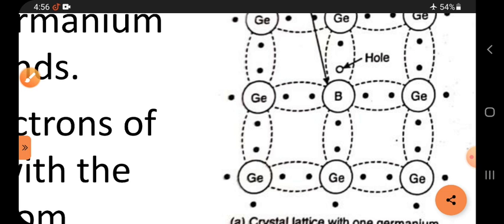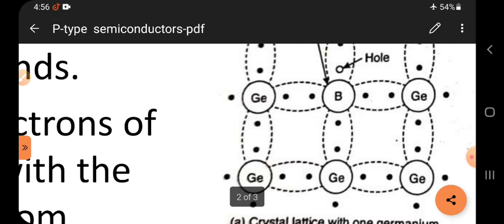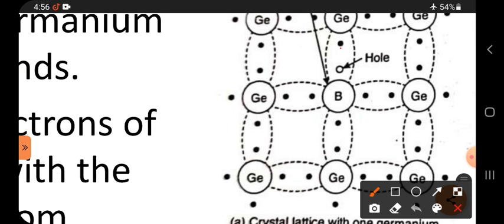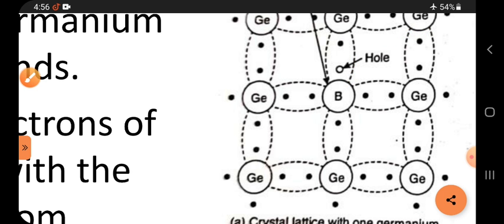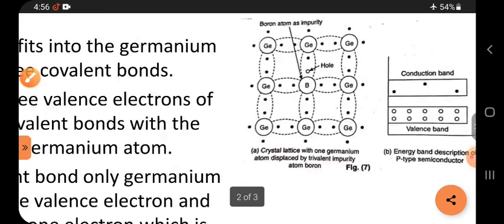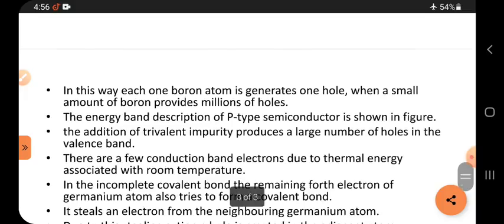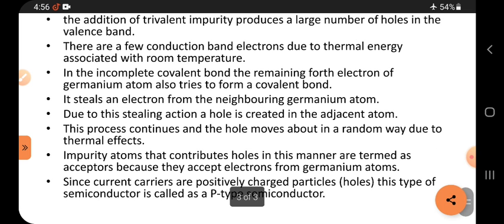Okay, and next, later what happens? Later this hole will be covered or recombined with this electron, then here a hole will be created. So that means the hole is slowly moving in this direction and in this direction. So like this, we can show the whole direction.